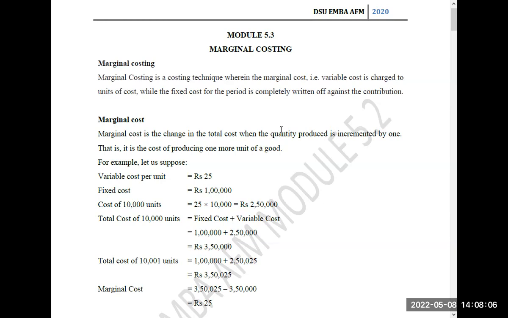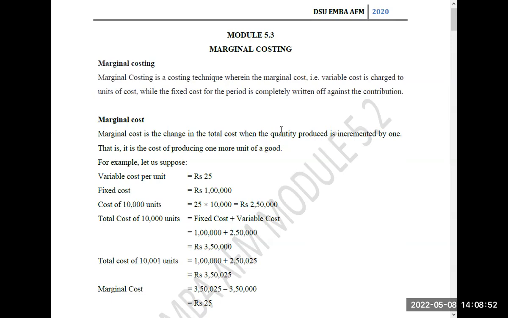Suppose I am a builder. I want to construct two independent houses. Then what will be the cost of the land now? 2 crore 40 lakhs. If I want to construct three houses, how much will be the cost of the land? 3 crore 60 lakhs. So cost of the land is called variable cost in the construction industry. What is the land for the construction industry? Land is the raw material for the construction industry. So raw material cost is the variable cost.